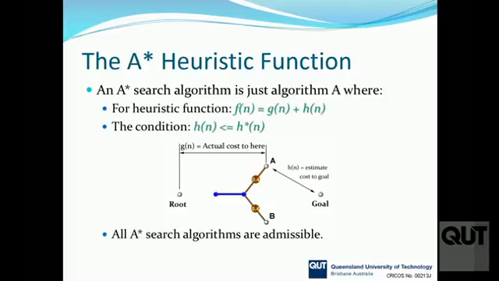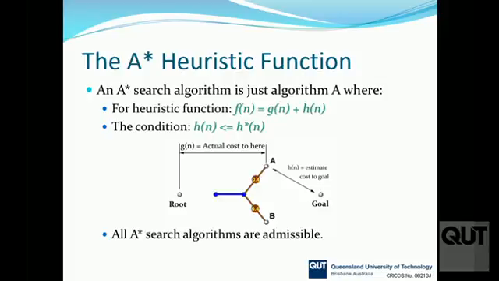Okay, so the A star search algorithm is just algorithm A, where we're using the heuristic function f(n) equal to g(n) plus h(n) and applying that condition that h(n) is smaller than or equal to our oracle.